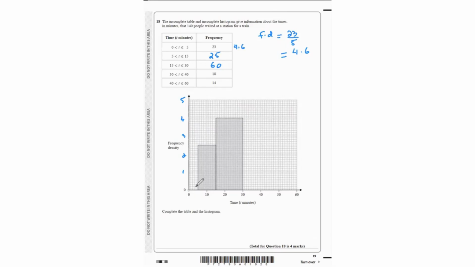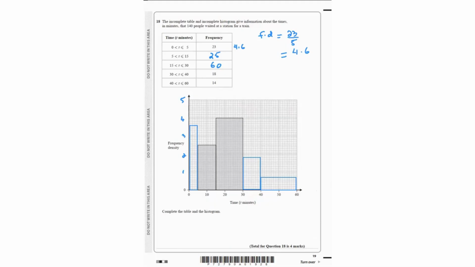So that means the chosen scale is also correct because this is 1, 2, 3, 4, 5. So based on that, 4.6 is going to be over here. Then the other one was 18 divided by 10, that's 1.8. That is this one. And then 14 divided by 20, that's 0.7. So that's going to be this. So this is your complete histogram.